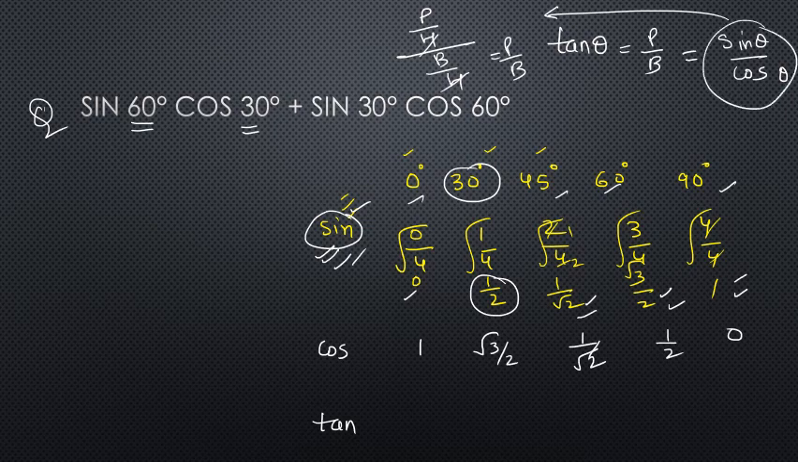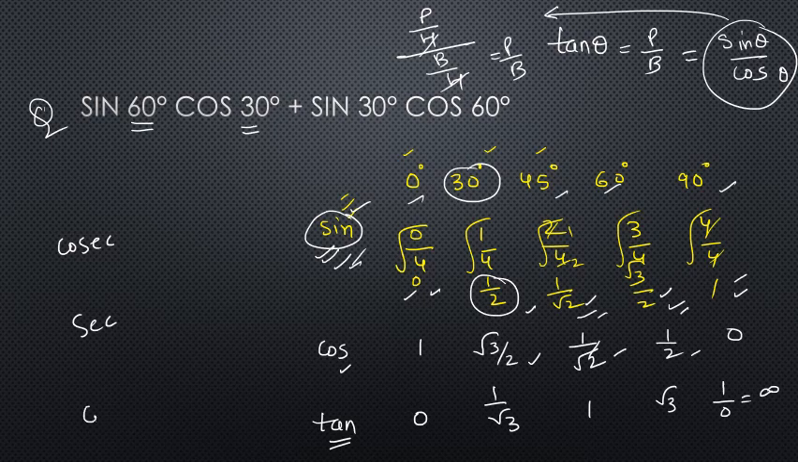So in order to find out the value of tan, just divide sine by cos. That means 0 by 1, 0. 1 by 2 divided by root 3 by 2: 2 will cancel with 2, so 1 by root 3. This will cancel wholly, so 1. 2 will cancel with 2, root 3. 1 by 0, we know it is infinity, indeterminate form, not defined. Correct? Now, what about the other three ratios like cosec, sec, and cot?